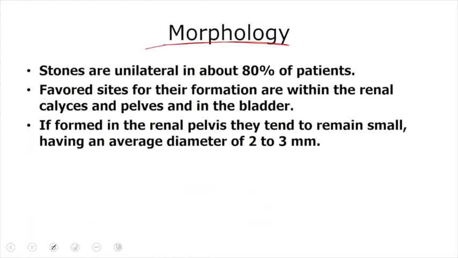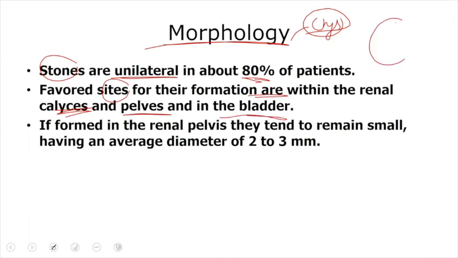So let us now talk about the morphology. I have already talked about the morphology of the crystals that we see in the urine in case of the different stones. So as a whole, how do we discuss the morphology? Whenever we are talking about renal stones, in 80% of the cases they are unilateral, and the rest of them are bilateral. And the favored site of deposition, as I've already said, is most commonly within the kidney itself, and then it can be seen in the ureter, bladder, and urethra, right? In the kidney, it is most commonly formed within the renal calyces and the renal pelvis, and then the next common site is the bladder, right?